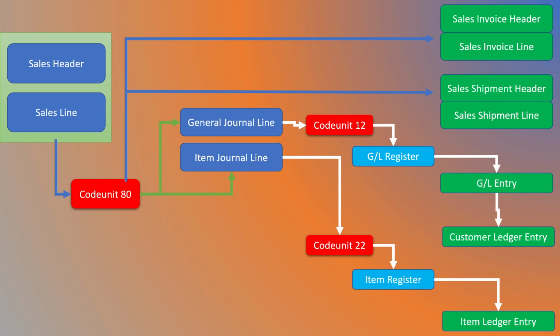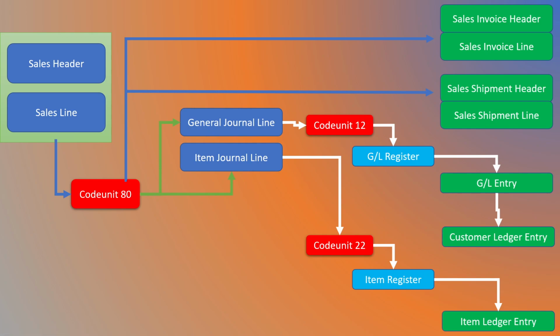So either you post from a journal, which is again a transactional page or a transactional table, journal line, or you post from a document like sales order, sales invoice, purchase order, purchase invoice. Even then, the transaction gets into the ledger via journals. So remember this: the flow to ledgers will always go from the journals. So eventually, you will have to come to the journal.